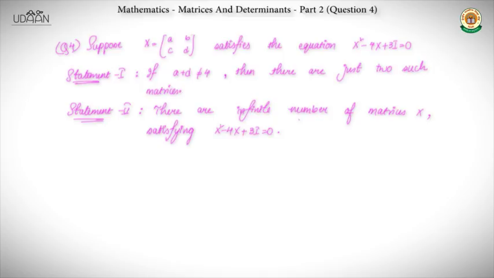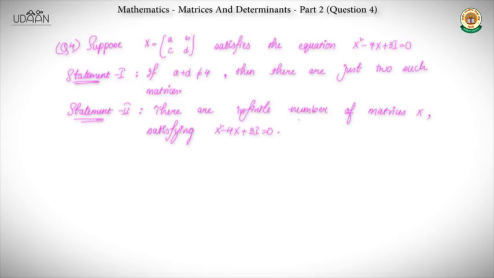Alright, so we have question 4 here, which says: suppose X is a given 2 by 2 matrix A, B, C, D, satisfying the given equation x square minus 4x plus 3i is equal to 0. Then two statements are given. Statement 1: if A plus D is not equal to 4, then there are just two such matrices. Statement 2 says there are infinite number of matrices X satisfying x square minus 4x plus 3i is equal to 0. Okay, so how should we start solving this question?